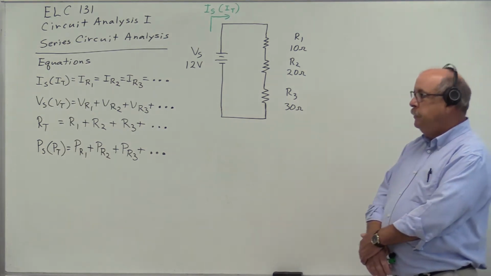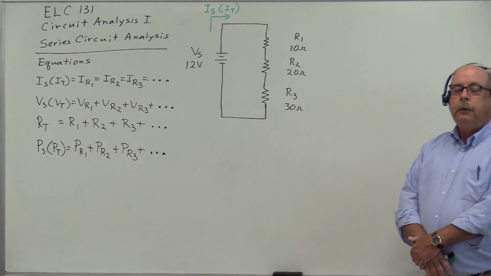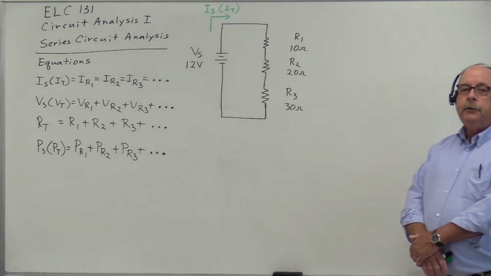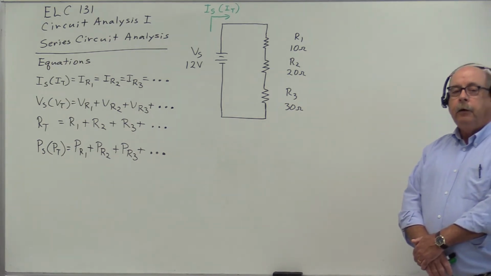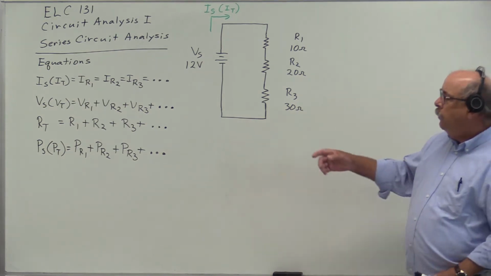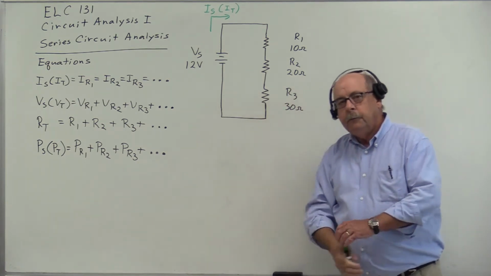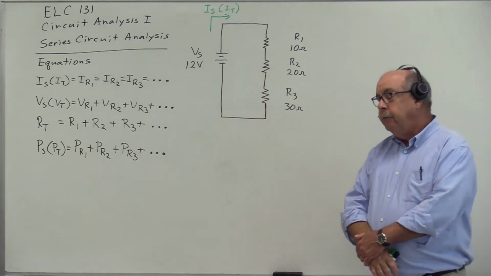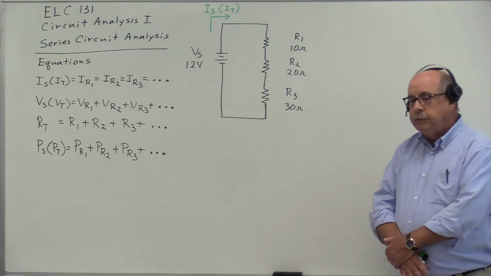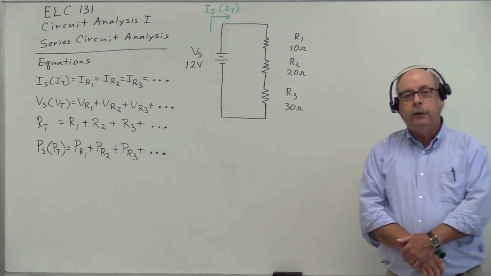A source voltage of 12 volts, 3 resistors connected in series, R1 10 ohms, R2 20 ohms, and R3 30 ohms. Now, when we provide a path for current for IS or for VS, then VS will supply some current that we refer to as IS or I total.